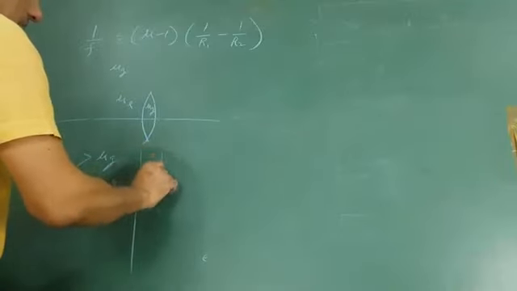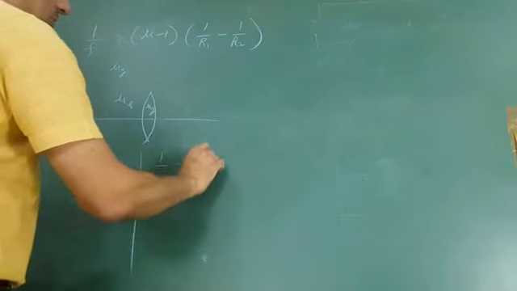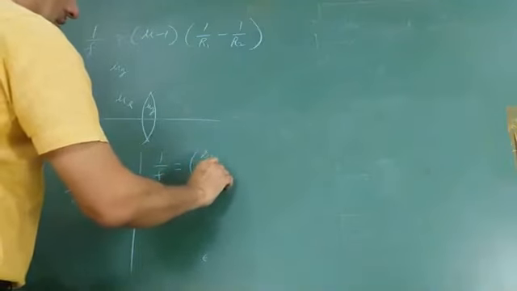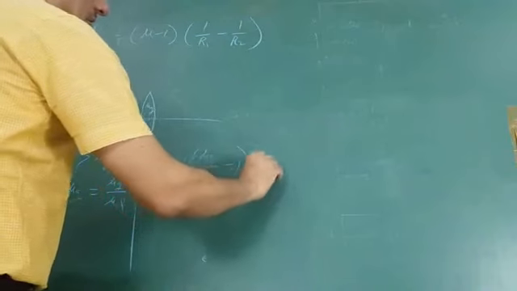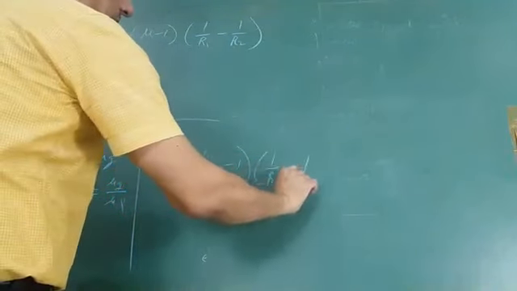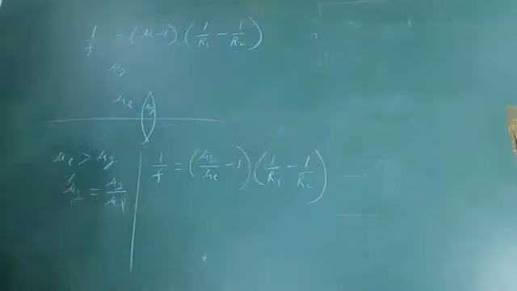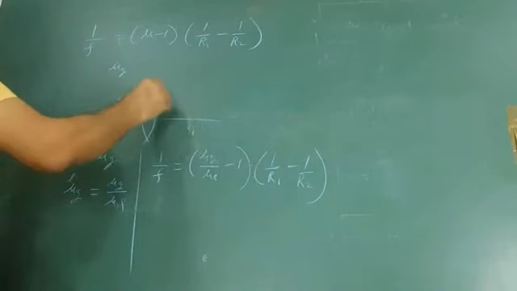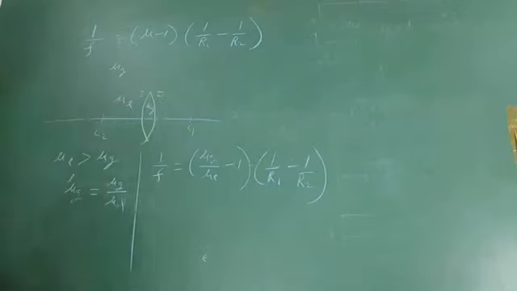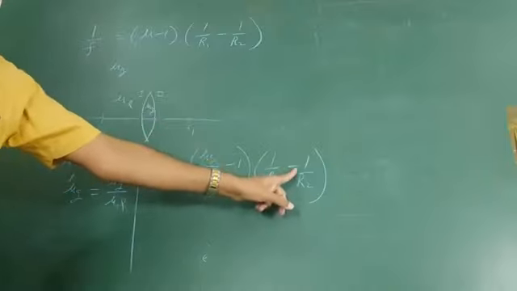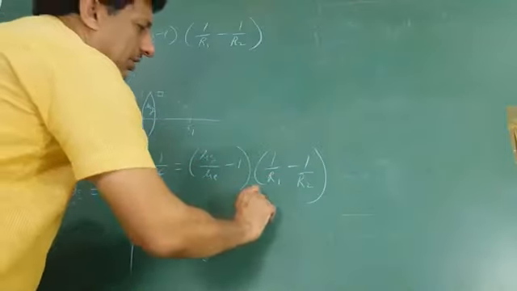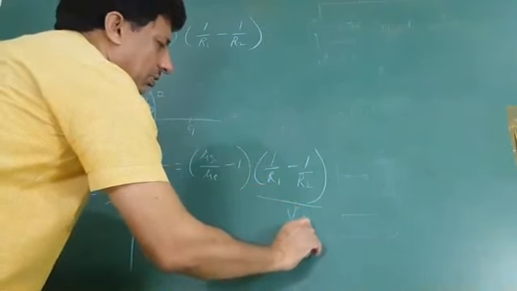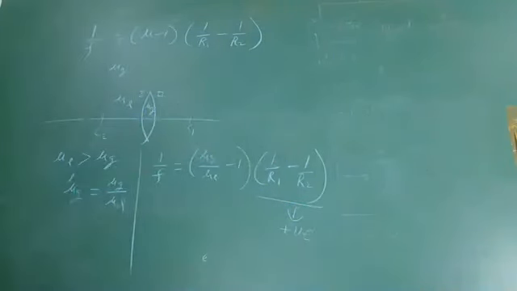So 1 by F will be equal to mu z by mu L minus 1, times 1 by R1 minus 1 by R2. This is the first surface, its center will be on this side. This second surface, center will be on this side. So R1 will be positive, R2 will be negative. So negative and negative, this term will become positive. So for a convex lens, that term will always be positive.